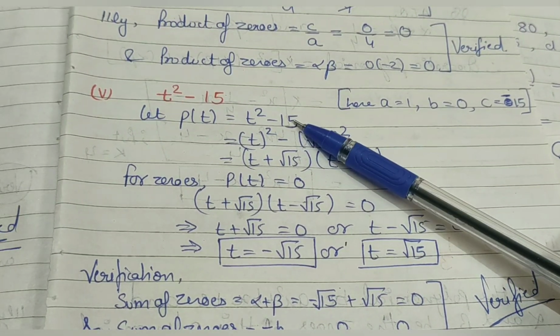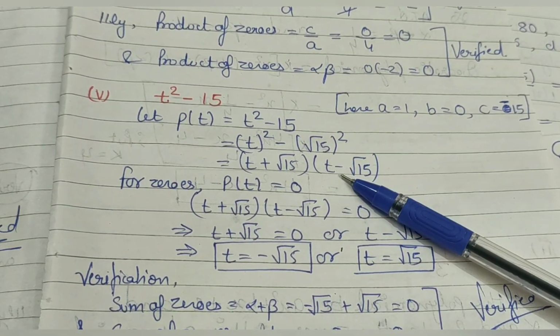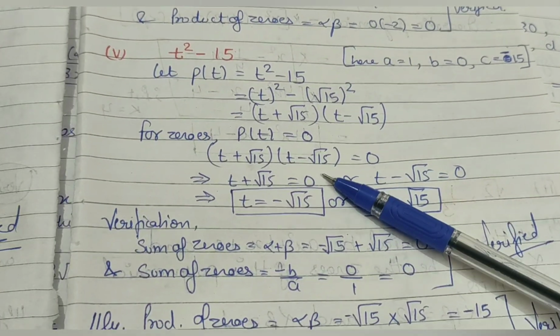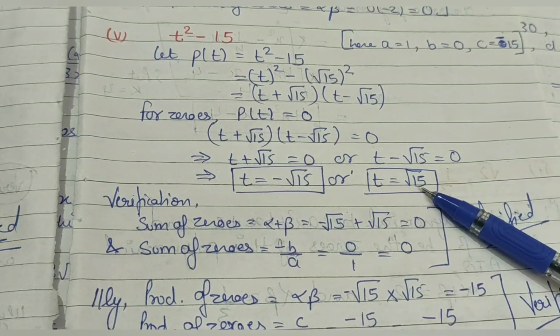So here can I write this 15 as root 15 square? Yes. Now we can use the identity (a plus b) into (a minus b). Now for finding zeros, equate them with 0. So I'll get t as either minus root 15 or root 15.